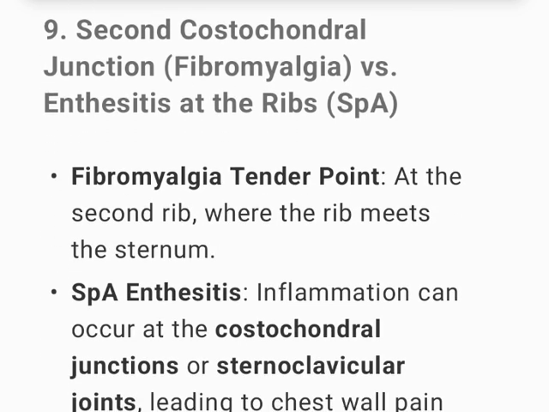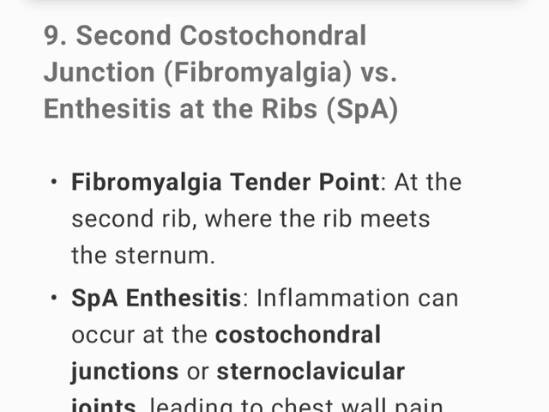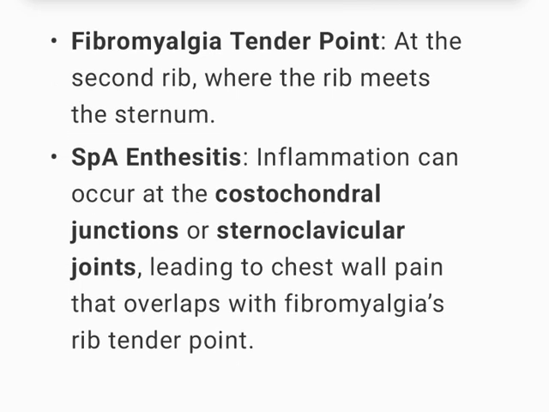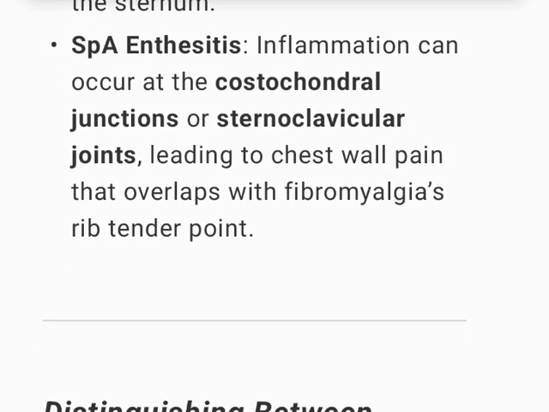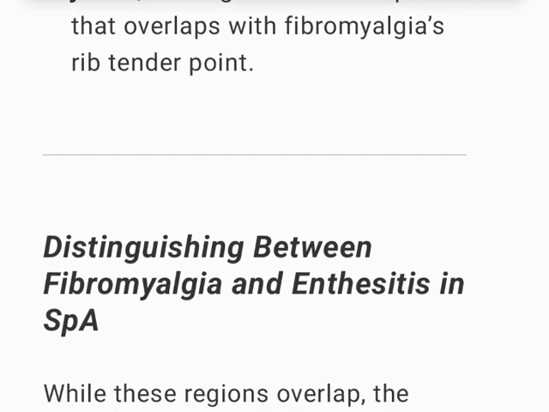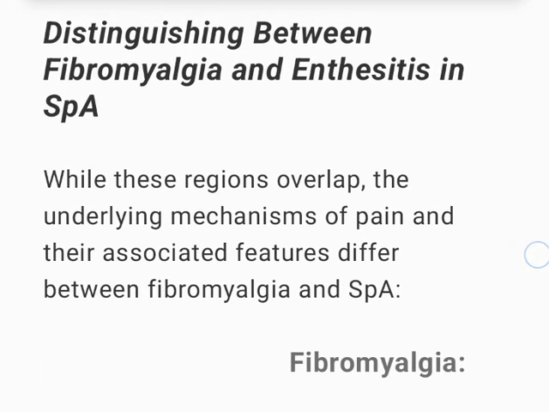9. Second costochondral junction, fibromyalgia versus enthesitis at the ribs. Fibromyalgia tender point, at the second rib where the rib meets the sternum. SpA enthesitis: inflammation can occur at the costochondral junctions or sternoclavicular joints, leading to chest wall pain that overlaps with fibromyalgia's rib tender point. Distinguishing between fibromyalgia and enthesitis in SpA.